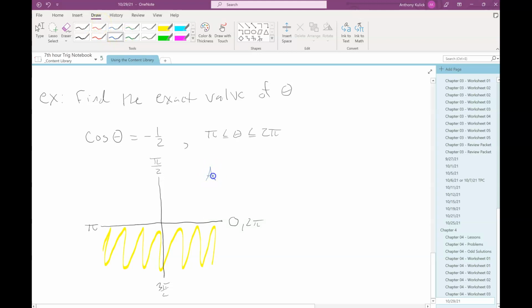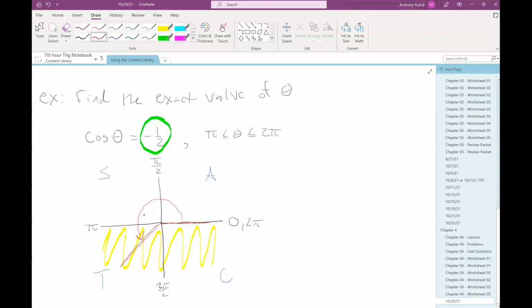I do my all silly turtles crawl. I notice in this problem cosine is negative. So between quadrants 3 and 4, which one is cosine negative in? Quadrant 3. So the angle I'm looking for is this one. Everybody's okay with that?